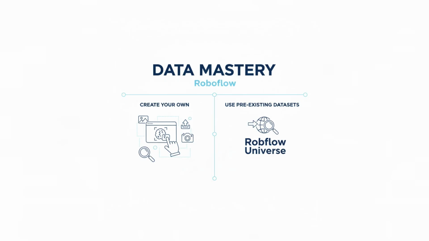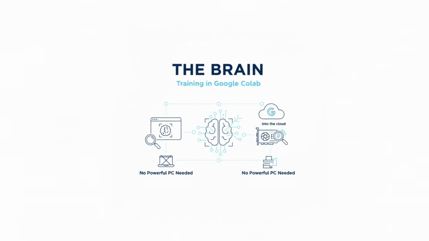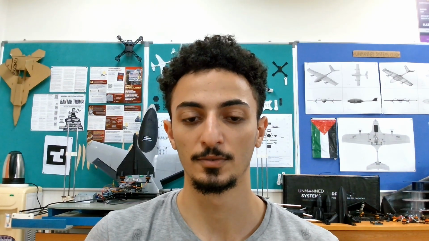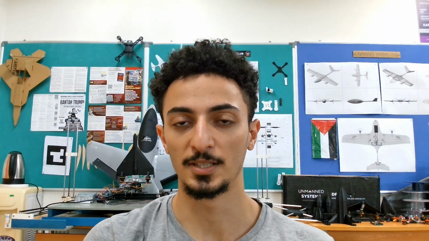Part three is the brain training in Google Colab. So we'll take the data and move it into the cloud. You won't need a powerful PC because we'll use Google's free GPU to train our model. And last, part four, is the results. We'll test our model on real images to see how well it learned. So before we click any single button, we gotta learn why we're using these specific tools.